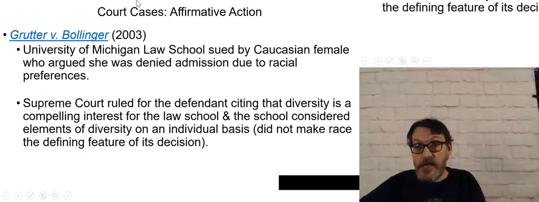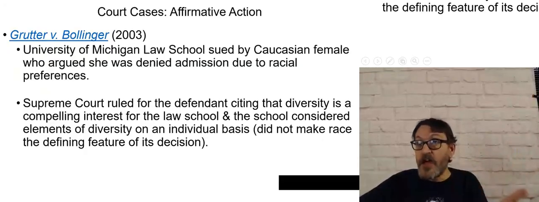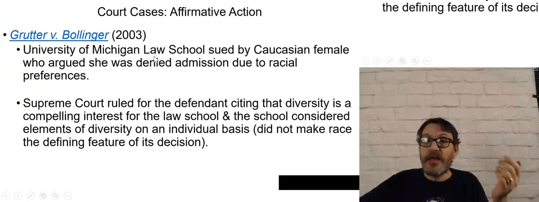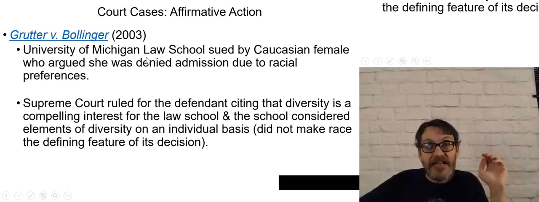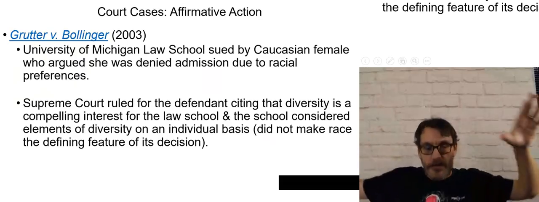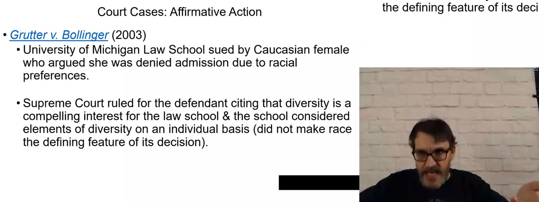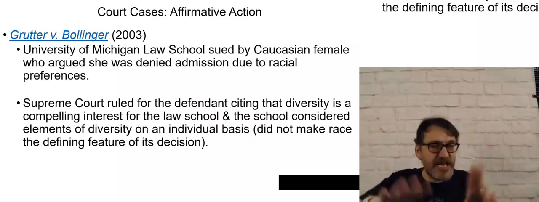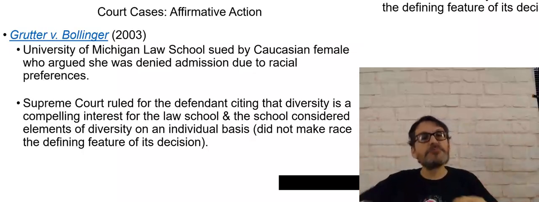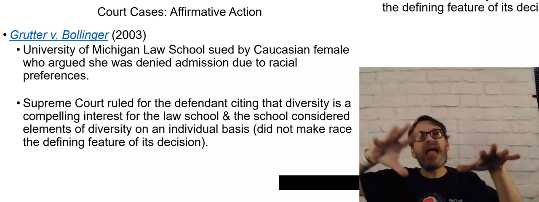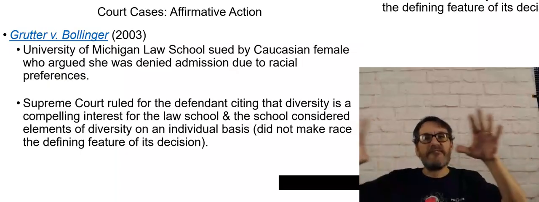Okay, so in this case, affirmative action was essentially shut down, but yet moved forward, and the same court, same year, comes up with the same thing. A Caucasian female argued that she was denied admission due to racial preferences. And in this case, the defendant cited diversity as a compelling interest, that in the law school, you want to have a diverse set of students, and therefore using race as part of the selection process was perfectly legal because it had the end goal of creating a diverse student body. Okay?